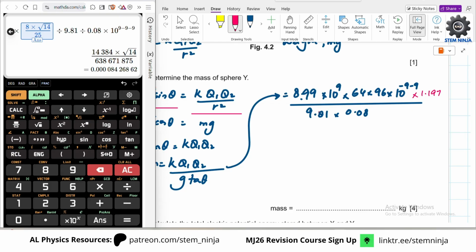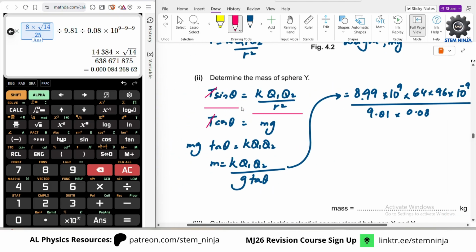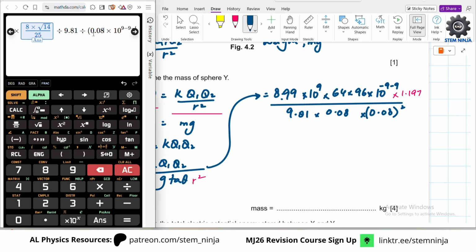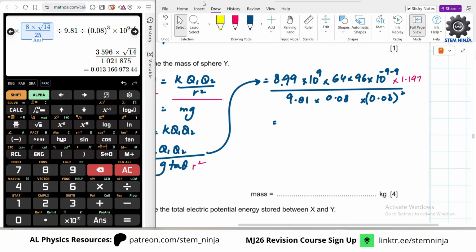Wait. Oh, we forgot about the r squared. Oh, over here you have r squared also. Okay, my bad. This is 0.08 r squared. So we can actually make this factor cubed. So right, okay. 0.01316.7. So we already took care of the units, so that means that we have it in kg. So 0.013. Okay.